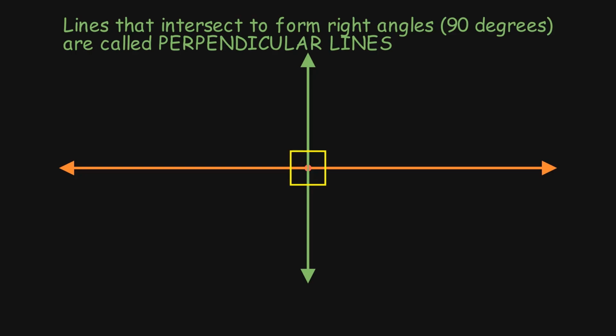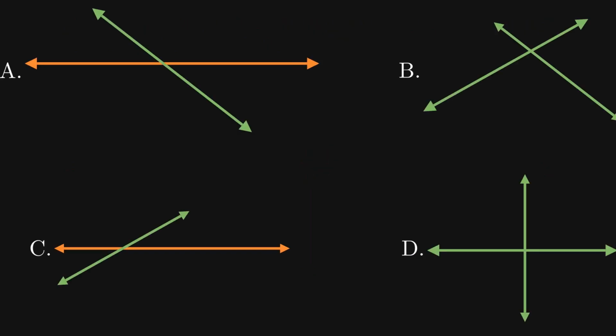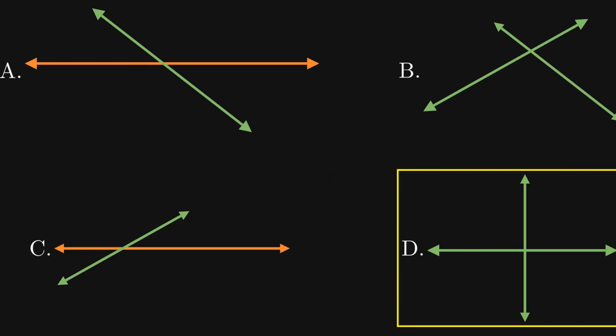Great! Now that you understand perpendicular lines, can you identify which of the following options best represents lines that are perpendicular? The correct answer to this is option D, as the two lines form right angles at the vertex. So let's discuss how to indicate that two lines are perpendicular.